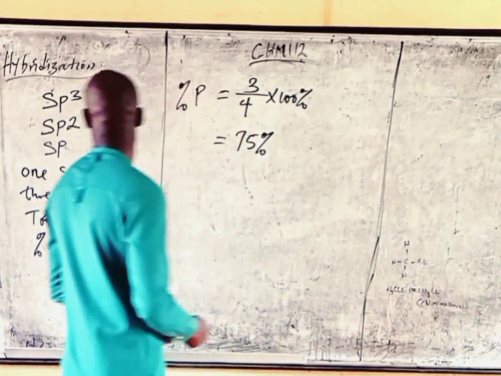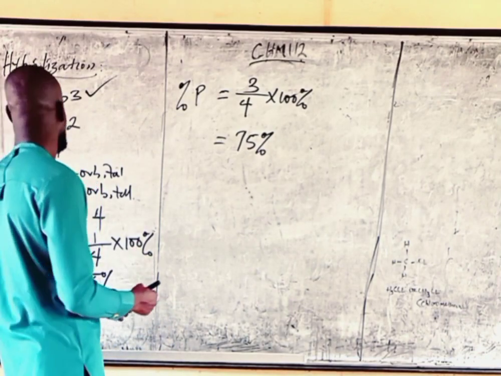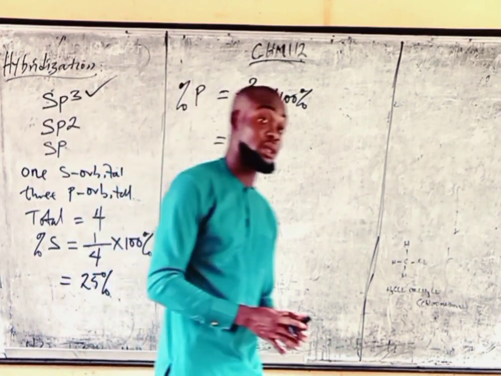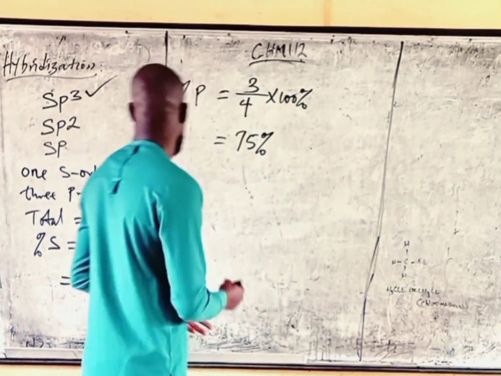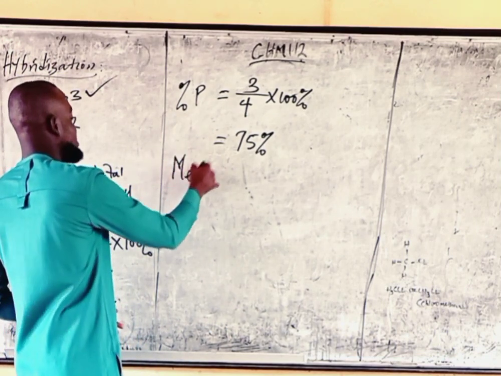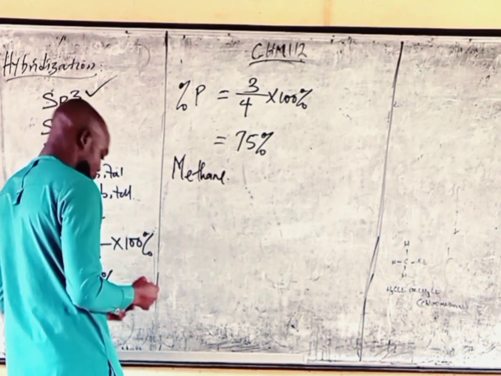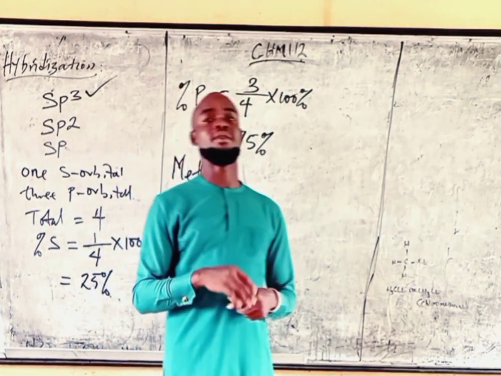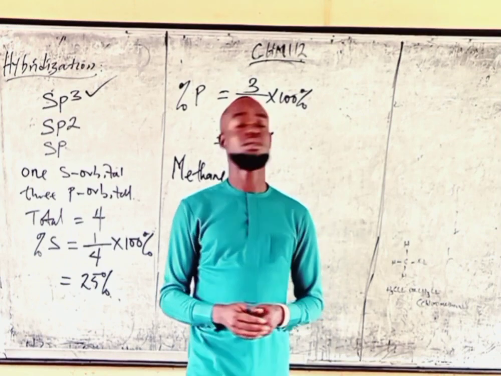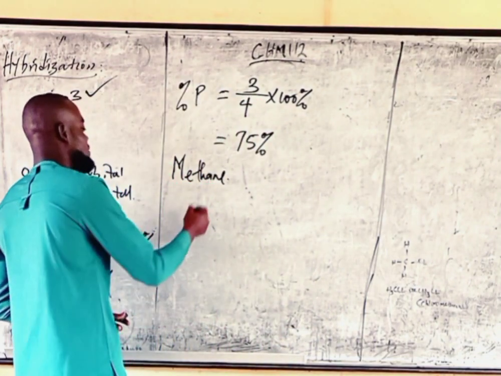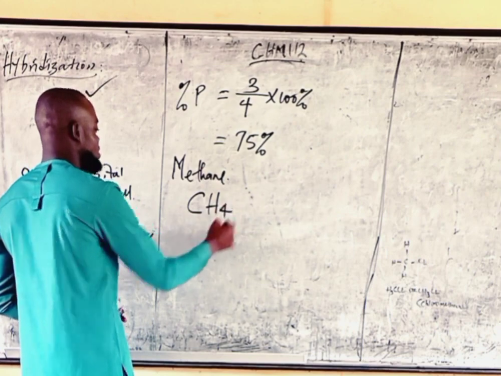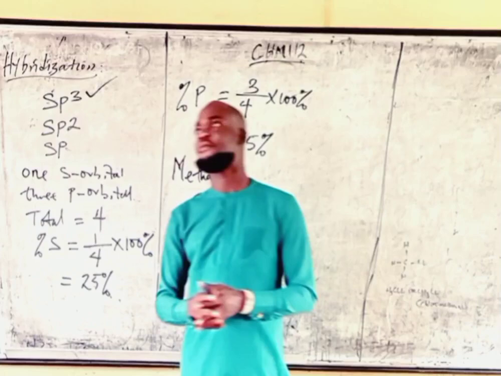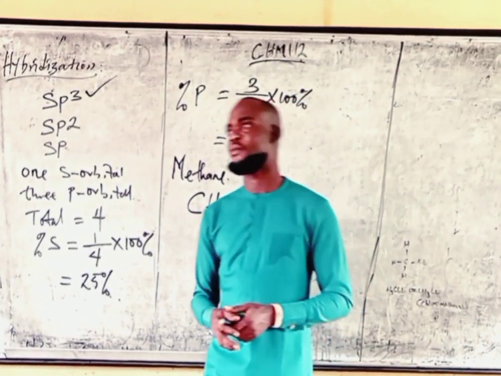There are other properties that a compound possessing this hybridization also exhibits. One of them is the bond angle. Let's take an example of a compound that has this hybridization: the methane molecule is a typical example. The molecular formula of methane is CH4, composed of 1 carbon and 4 hydrogen.